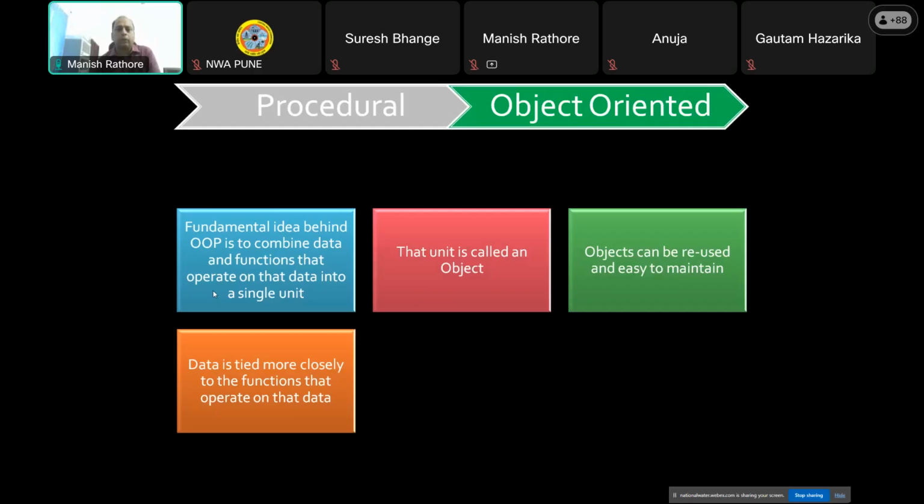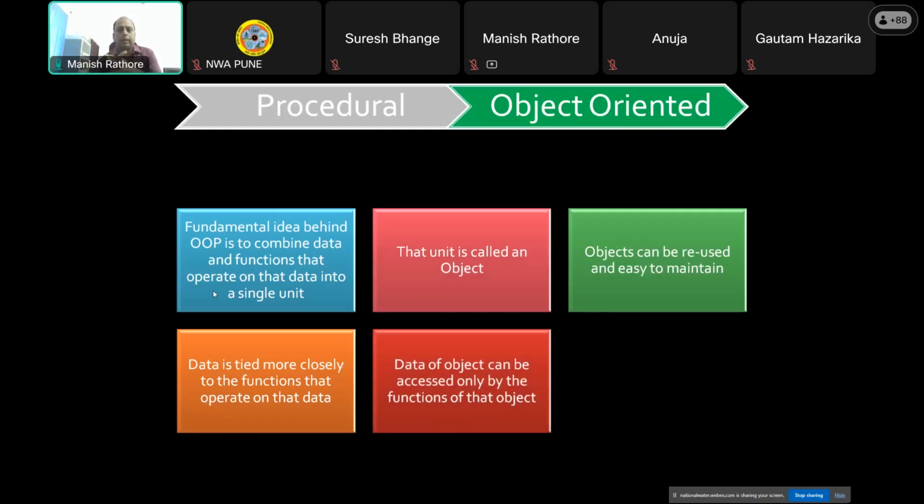Data is tied very closely to the functions that operate on that data. So variables and data are very closely associated with the functions, and only the functions within the class can operate on that data. This data is invisible from other classes and also invisible from the main program.